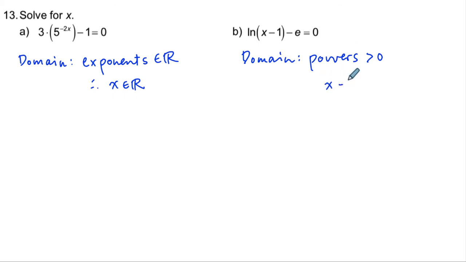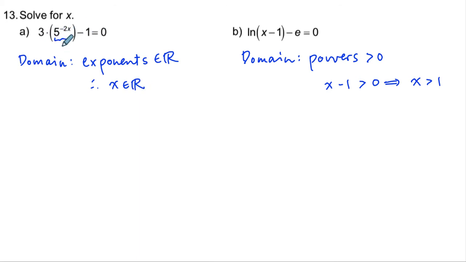Over here, the power is x minus 1, which must be positive, and therefore x is greater than 1. Notice that x by itself is not the entire power. X is in the power, but x is not the power. X minus 1 is the power. This will play up in number 14b when we see that in a minute. Okay, so we don't have to worry about domain any further. We can go ahead and solve.